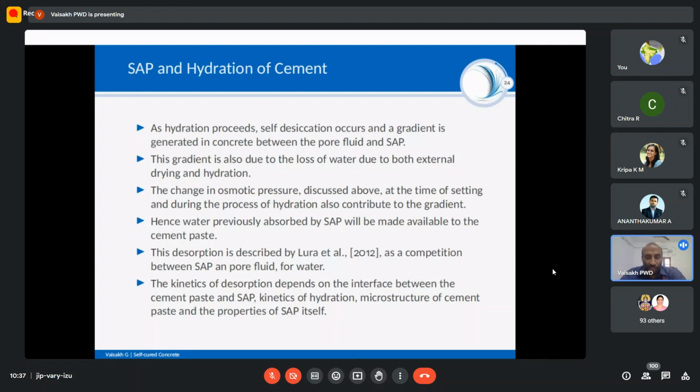Lura et al. in 2012 described this as a competition between sap and pore fluid for water. When the pore fluid has sufficient water, that is more water, sap absorbs it, and when the pore fluid has less water, sap releases it. So this is the basic thing. And this kinetics has a large effect on the hydration, microstructure and properties of concrete.